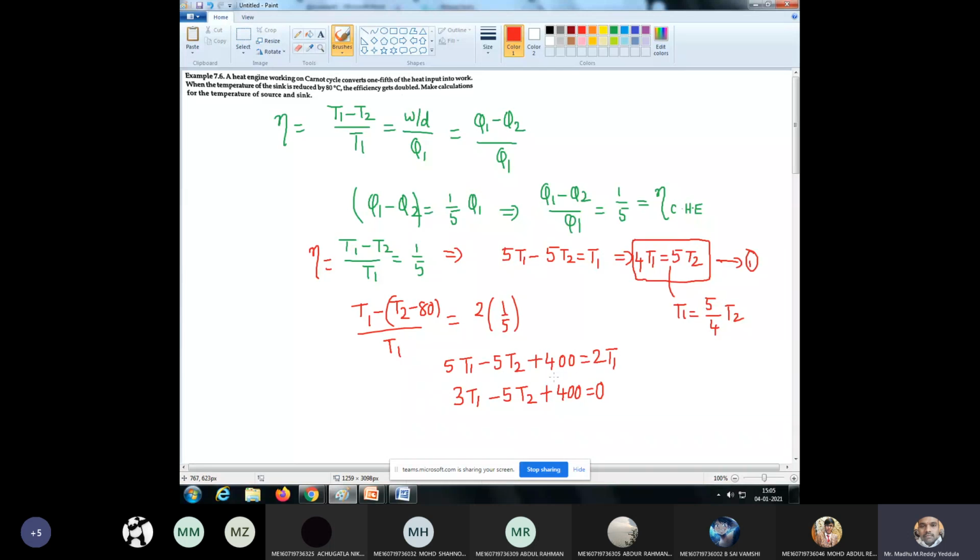Is this problem clear? Tell me any doubt in this one. Now if you put the T1 value here, you will get T2. Sir, how did you get T2 minus 80? Here, what is given? When the temperature of the sink is reduced by 80 degrees, it means T2 is reduced to T2 minus 80. Yes, sir, understood. Now substituting T1 here, you will get T2 and T1 values after simplification. Okay, now next problem.